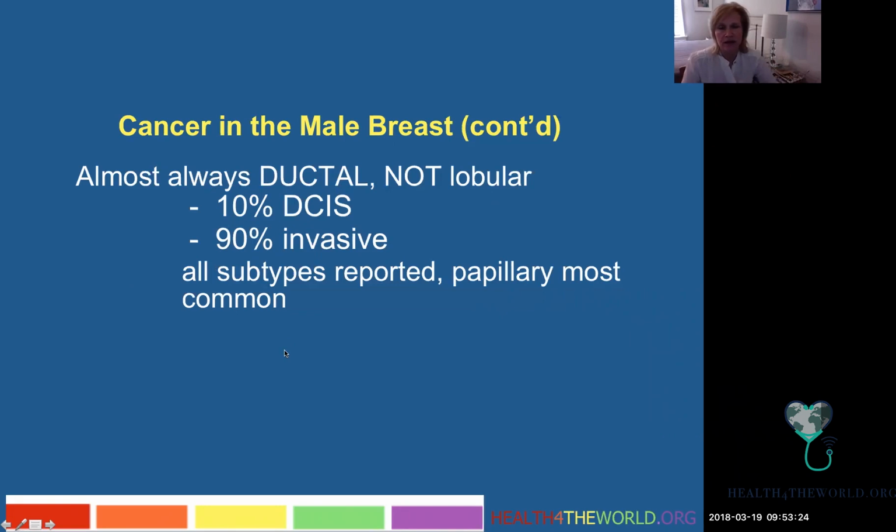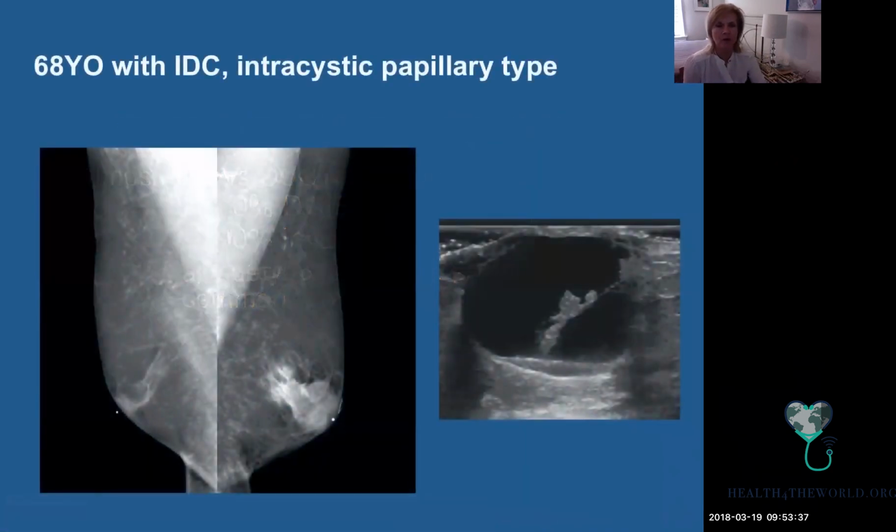We know that invasive ductal cancer has several subtypes, and all of the different subtypes have been reported, but the papillary type of carcinoma is the most common of the subtypes. The subtypes all being less common than the invasive ductal carcinoma not otherwise specified. So here's an example of the papillary type of invasive ductal cancer, a 68-year-old, and the intracystic papillary type is a kind of a classic appearance.